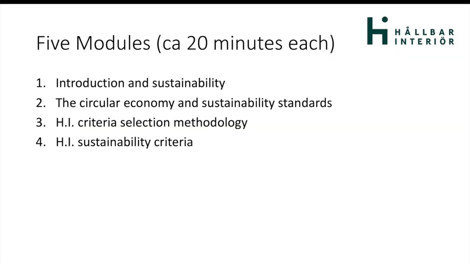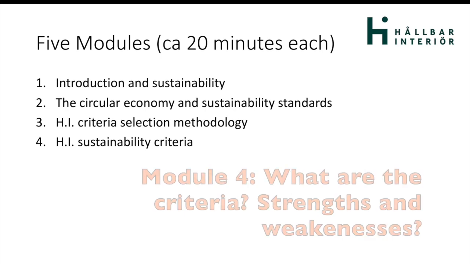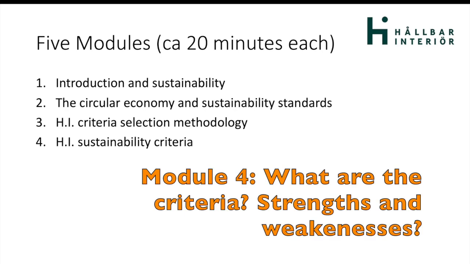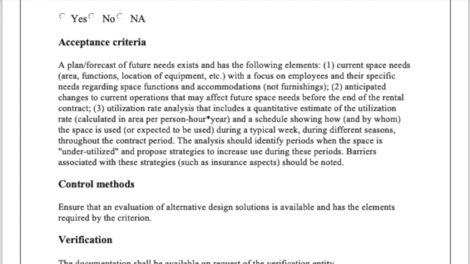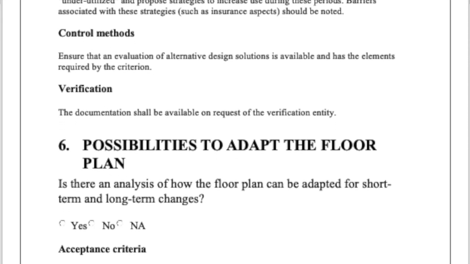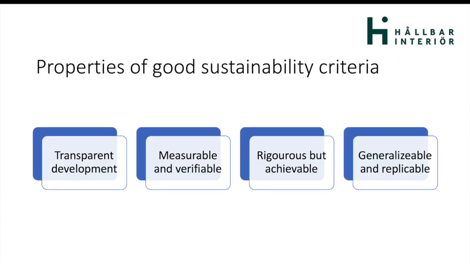The fourth module actually discusses the criteria. So while Module 3 describes how we chose the criteria, Module 4 gives the criteria to students translated into Swedish or English and allows them to explore and evaluate the criteria themselves. This is probably the most detailed lesson, and it involves some critical thinking about whether the Hållbar Interiör criteria meet standards of good criteria generally.